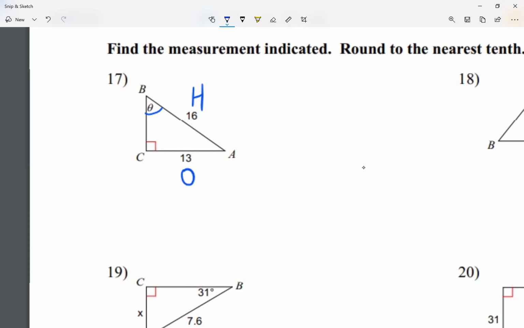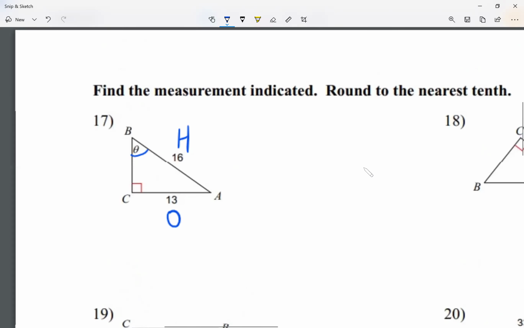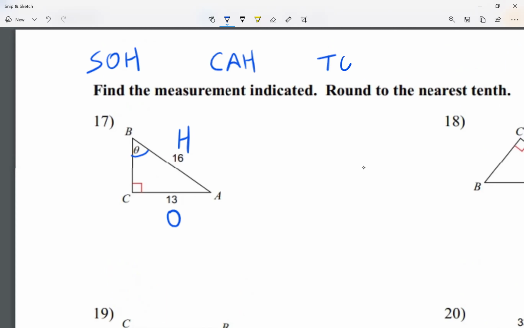Okay, so opposite and hypotenuse. I remember that is sine. Remember your acronym, if it helps you, right? Sine is opposite over hypotenuse. Cosine is adjacent over hypotenuse. And tangent is opposite over adjacent, right? Remember SOHCAHTOA? Okay, so sine of theta is equal to 13 over 16. Sine is opposite over hypotenuse.